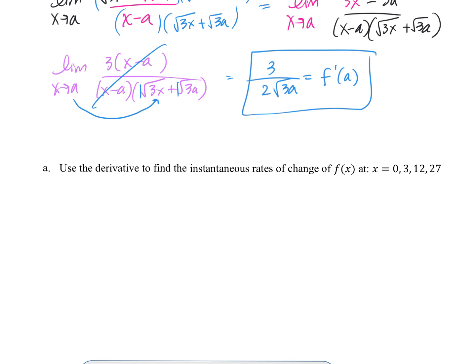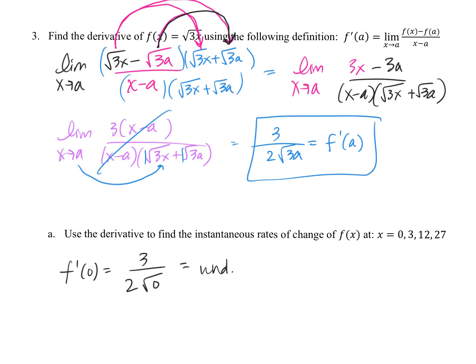Let's try it. So if we got f prime of 0, my slope at one moment in time, it'd be 3 over 2 root 0? Ew, what's that going to be? Undefined. What would a slope look like if it's undefined? It's vertical. What the heck? Let me just show you something real fast. I want to just do a new blank graph. And if we looked at this function, root 3x. Here's this graph.